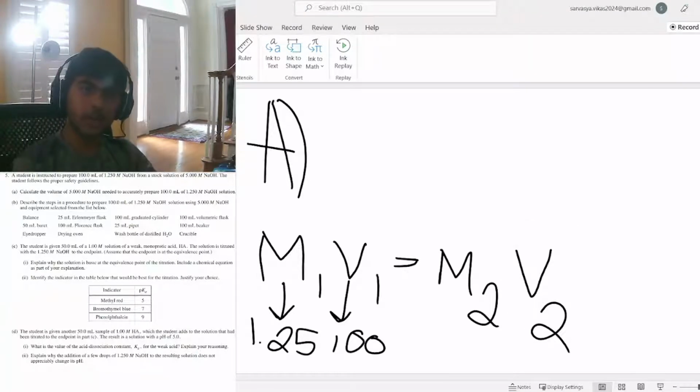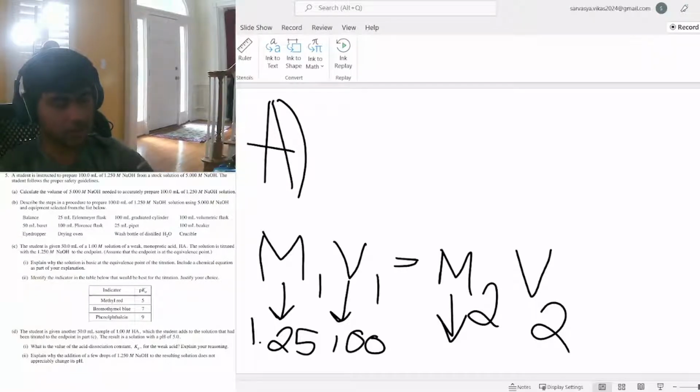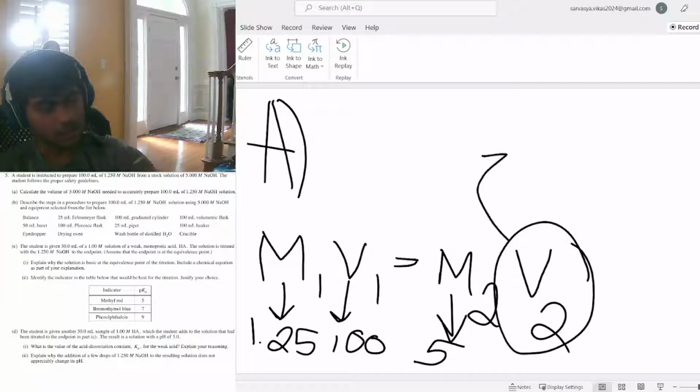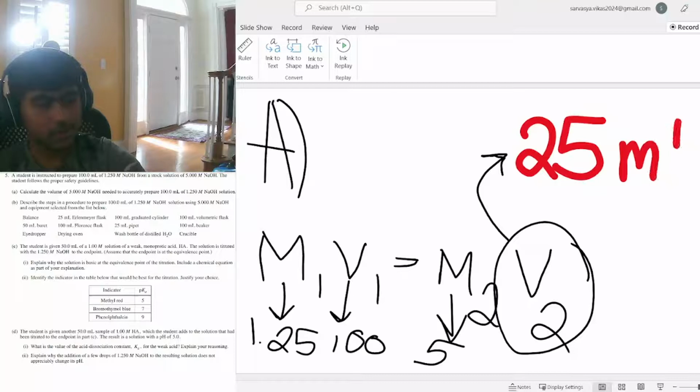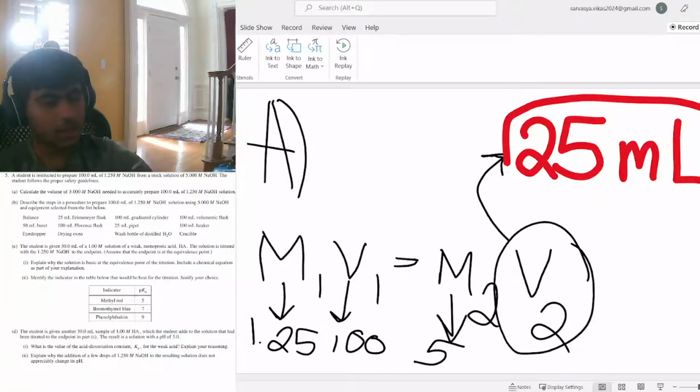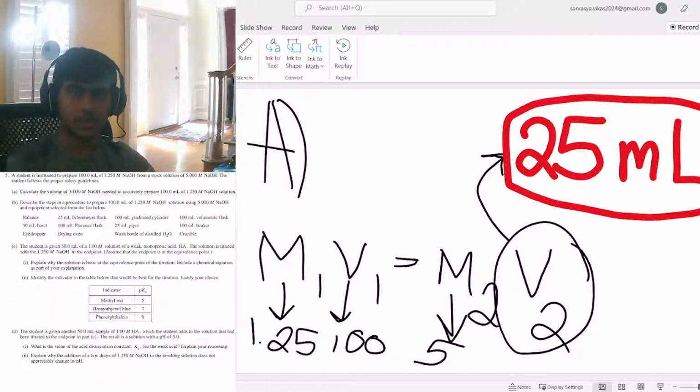So we really don't care about changing the units back to liters since it's going to be in the same units the whole time. So 1.25 times 100 is going to be 125. Molarity of the second one is going to be 5. So this volume here is then going to be 125 divided by 5, or 25 milliliters. And that is our answer. Let's move on to the next part.